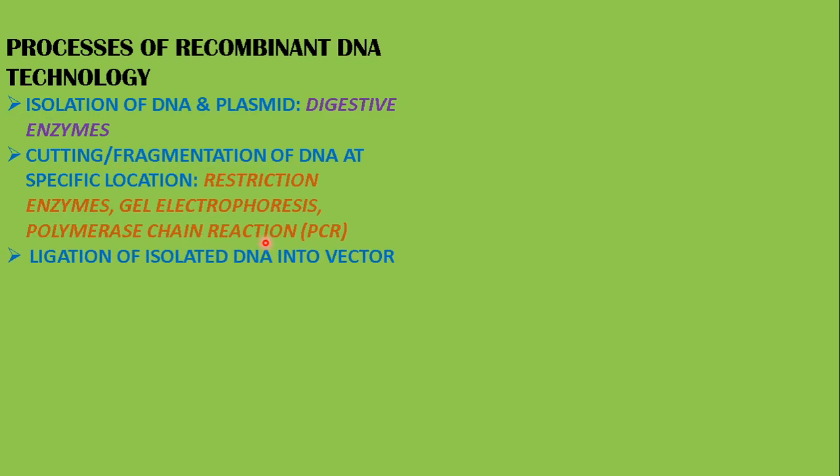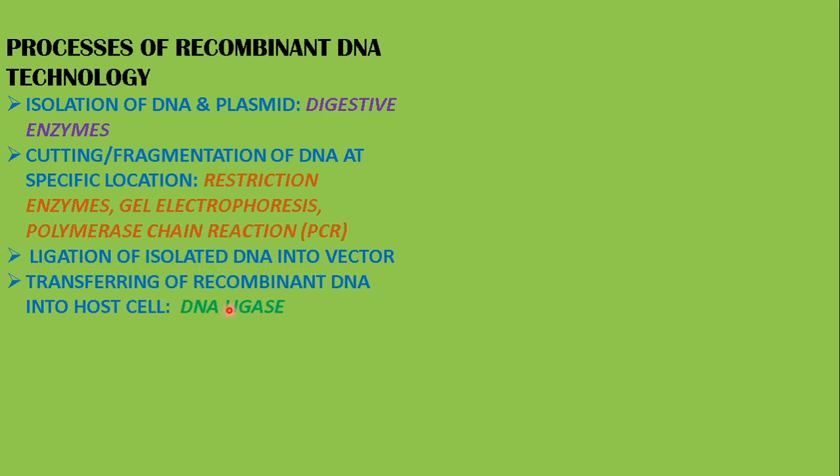Then after which, the cut out DNA, we have multiple copies of it now, so we need not go back to the first step again and again. We need not repeat the first step. So repeatedly we can carry out our experiment because we already have multiple copies using polymerase chain reaction. So those multiple copies will now be ligated. Ligated means joined into a vector.